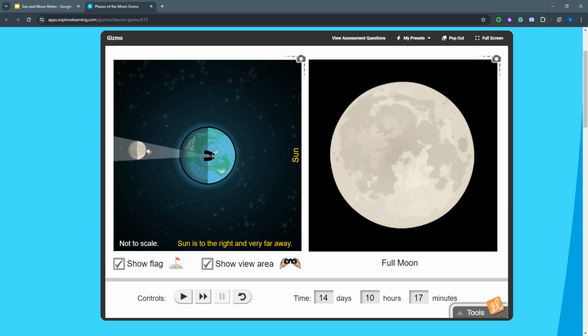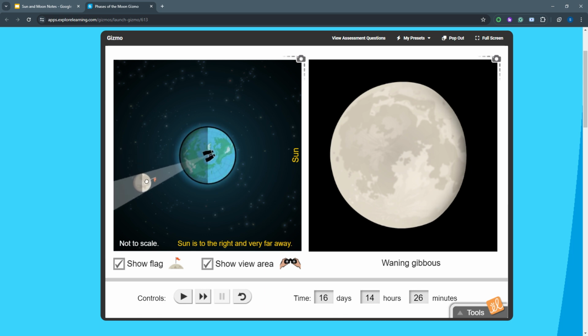And now, when the moon is on this side, on the opposite side of the Earth from the sun, we call this a full moon. The entire moon looks lit up because we're now facing the side of the moon that is fully lit up by the sun. The sunlight is completely shining on the side of the moon that we can see.